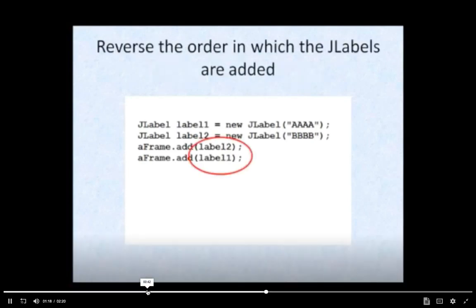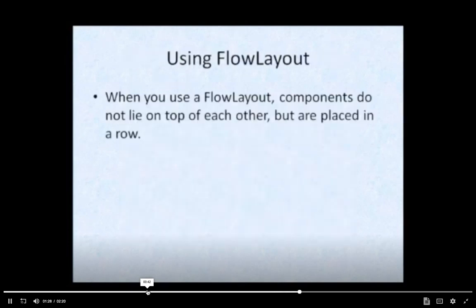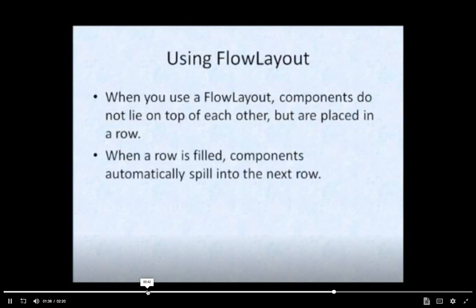If you reverse the order in which you add the two labels, it's no better. Now label 1, the last one added with the A's, obscures label 2 with the B's. When you use flow layout instead of border layout, components don't lie on top of each other, but they're placed in a row so you can see them all. When a row is filled, components automatically spill over into the next row in the container.